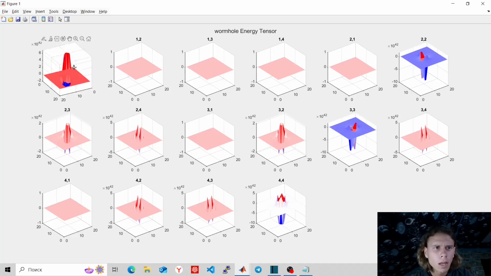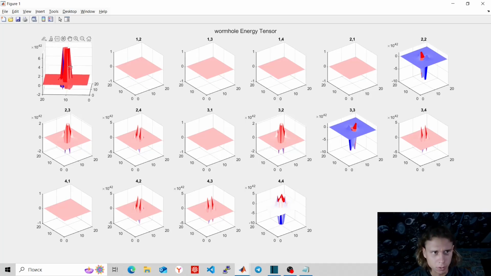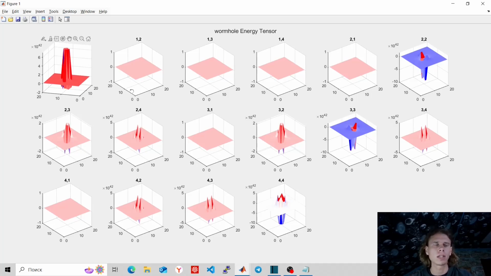And I'm not sure how it deals with wormholes actually, because you see there is a different topology for wormholes, so there is a hole in it. But it shows some negative mass energy density, and it's okay. So values are again 10 to the power of 42, and it needs more exploration.